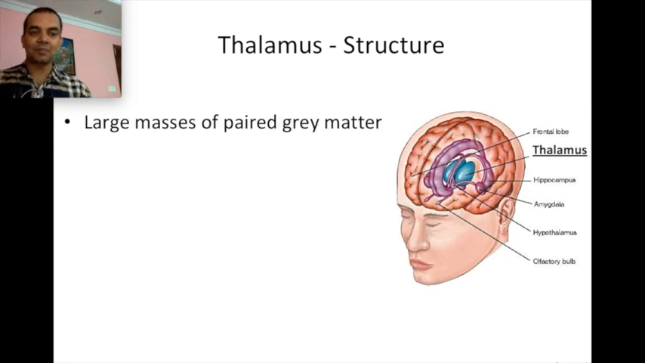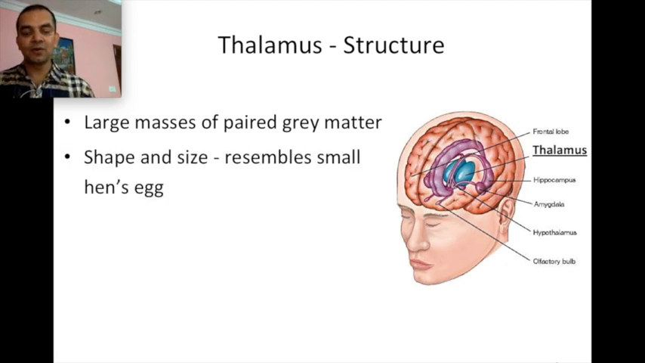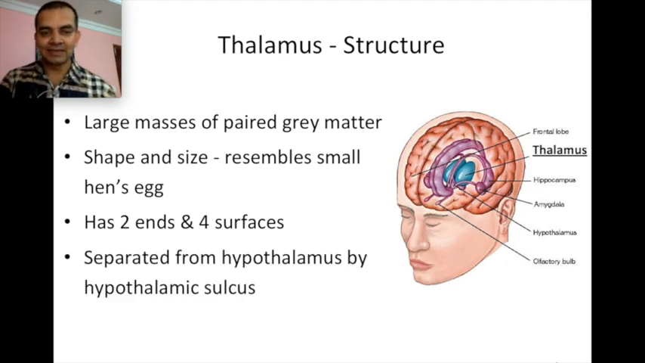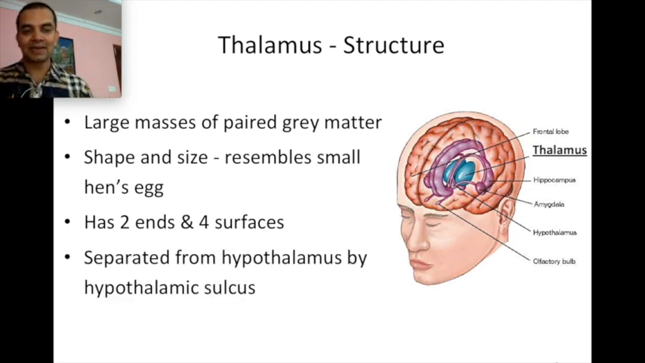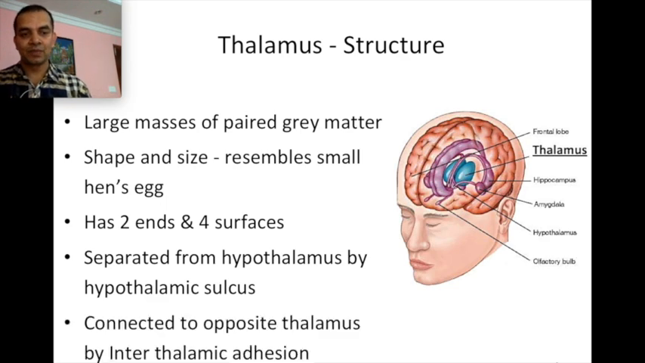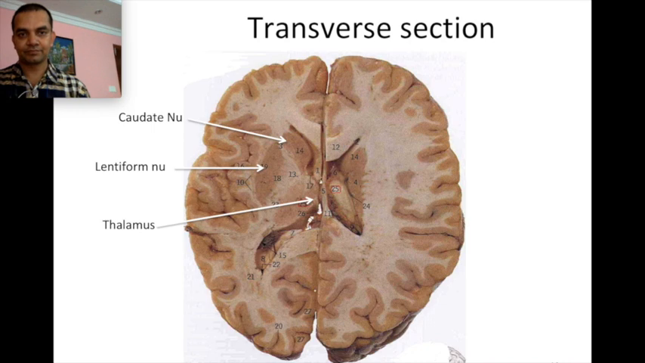Structurally, thalami are paired and quite large, almost the size of a small egg. It has two ends and four surfaces, and is separated from hypothalamus by hypothalamic sulcus as we saw earlier. The two thalami are connected to each other through the third ventricle by a neural structure known as interthalamic adhesion. Interthalamic adhesion is not present in the entire population, and approximately 70% of the population have it.